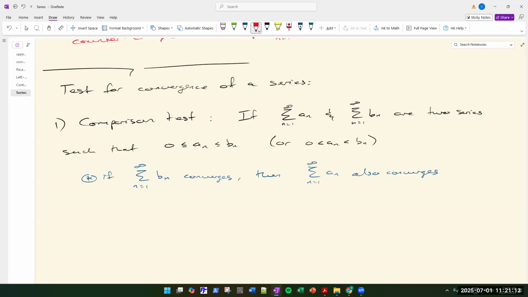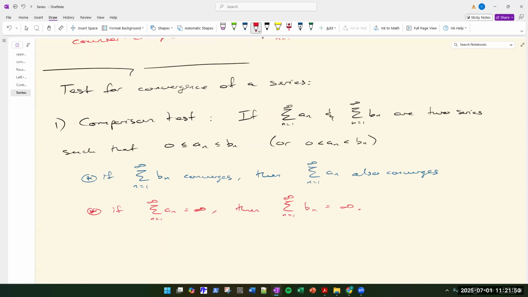And the second one is like the reverse situation. If the sum of the ANs, the smaller terms, diverges, or is equal to plus infinity because the terms can't be negative, then the BNs, which were the bigger terms, should also be infinity. So the sum of the BNs is also infinity.